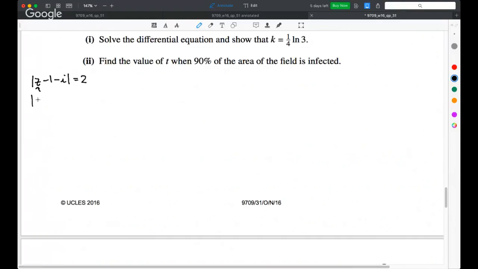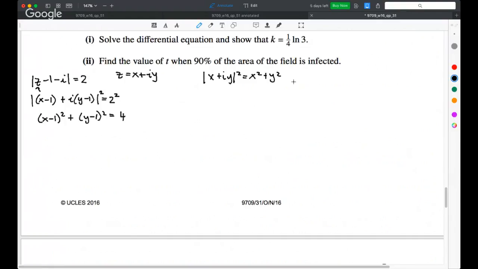So I'm going to just express this first as the absolute value of (x minus 1) plus i(y minus 1) equals 2, because I'm just saying that z is equal to x plus iy. Often that's just the best way to go. Even if it takes a little longer, it's much less prone to mistakes than if you try and work with z. So this is a modulus, and I'm just going to square both sides. That gives me (x minus 1) squared plus (y minus 1) squared is equal to 4. Because remember, x plus iy mod squared is x squared plus y squared, because what it actually means is (x plus iy)(x minus iy), and i squared is minus 1.